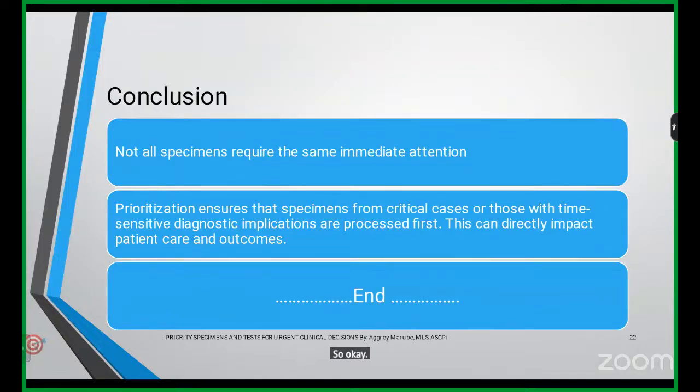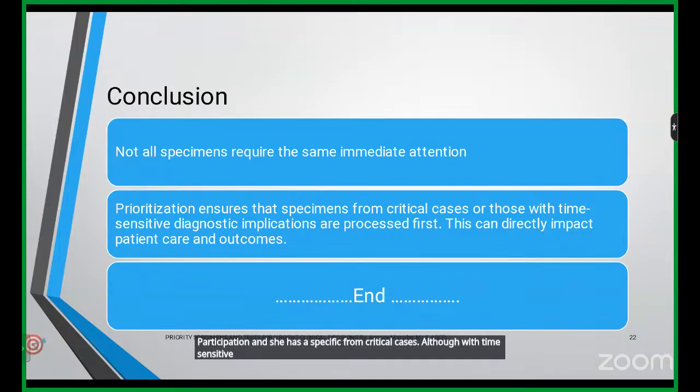So the conclusion is that not all specimens require the same immediate attention. Prioritization ensures that specimens from critical cases or those with time-sensitive diagnostic implications are processed first. This can directly impact patient care and outcomes. So this is the end of our presentation.